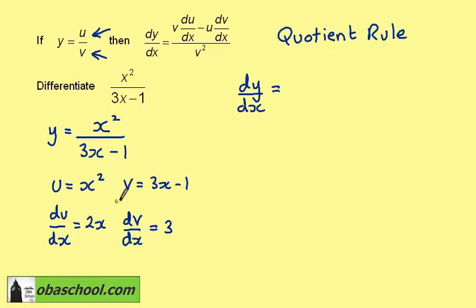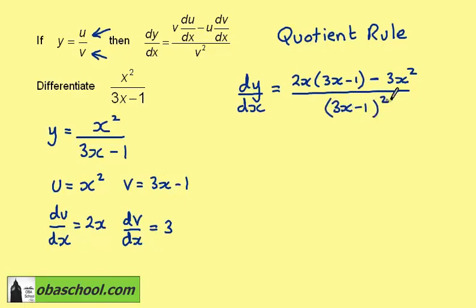v times du/dx, so that's 2x times 3x minus 1, take away u times dv/dx, which is 3x squared, all divided by the v squared, so we get 3x minus 1 all squared.